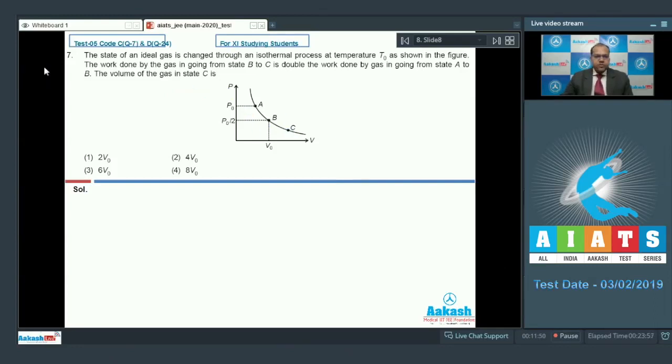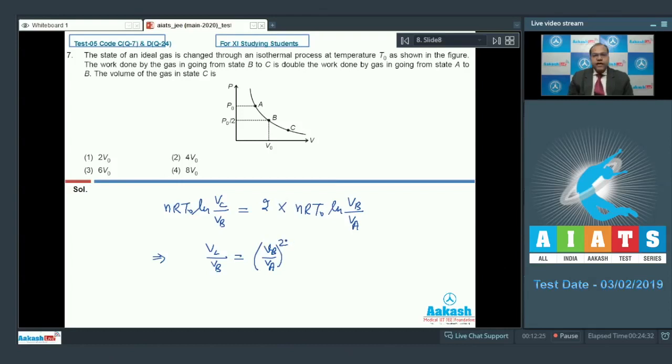Since the process is isothermal, the work done in the isothermal case is nRT ln V2 by V1. So I can write nRT, that is T0, ln of the volume of gas at state C divided by the volume of gas at state B, equal to 2 times nR T0 ln VB by VA. Or I can write from here that VC by VB is equal to VB upon VA, whole square.